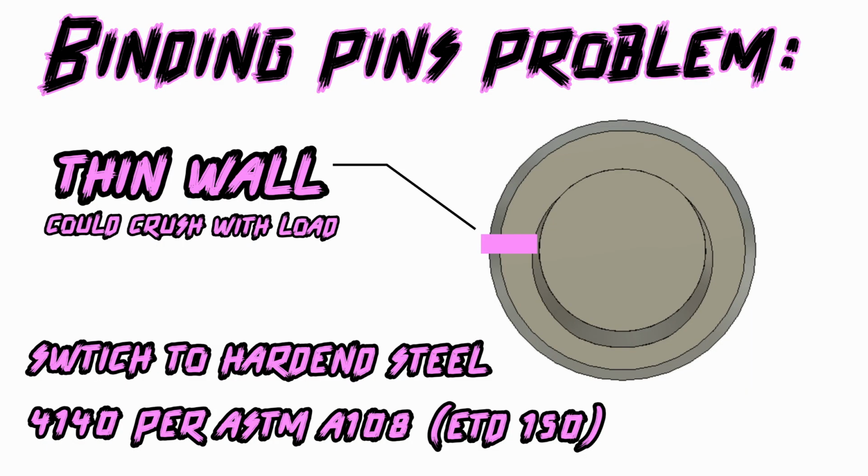So with this design, the binding pins have a thin wall. That's not great. That could crush under a hit. So I'm gonna have to switch from the aluminum back to hardened steel. So I picked out 4140 per ASTM A108, also known as ETD 150.